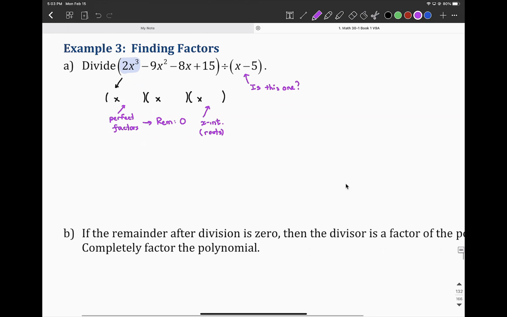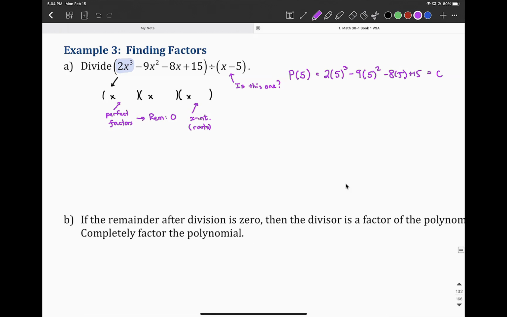And so before I divide, I'm just going to make sure my division would be kind of effective, as I use P of 5 to say, well, is that a factor? Is 5 an x-intercept? And I do believe we're in business. I do believe if I go 2 times 5 cubed, minus 9 times 5 squared, minus 8 times 5 plus 15, I promise you it is going to give us a perfect remainder of 0, which means division should be okay.